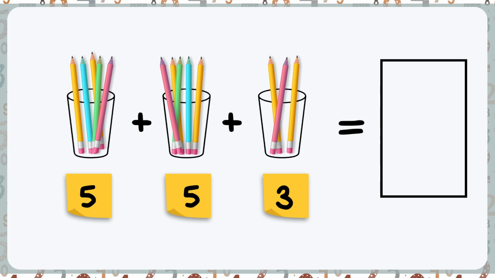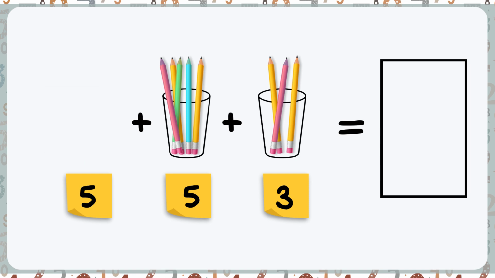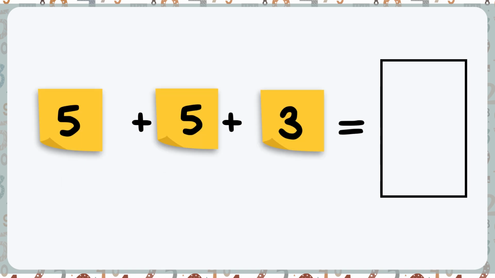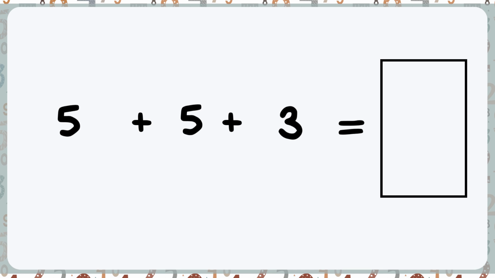So let me get organized here. I don't need the cups anymore because I wrote down on a piece of paper how many are in each. And just to be a little bit more neat and tidy, let's make it into a regular number sentence. All right, so now what does my number sentence say? Yes, it says 5 plus 5 plus 3 equals, I don't know, something, right? The total.